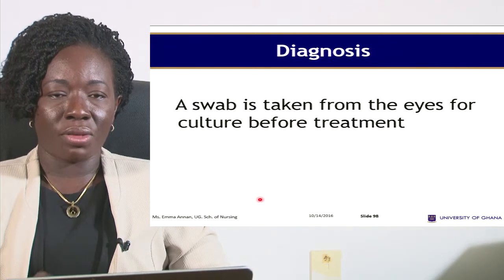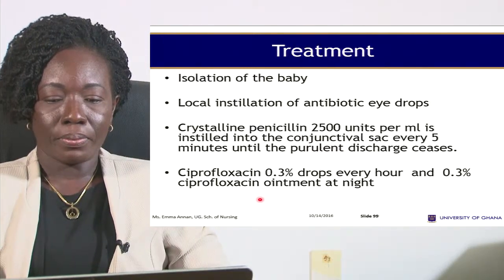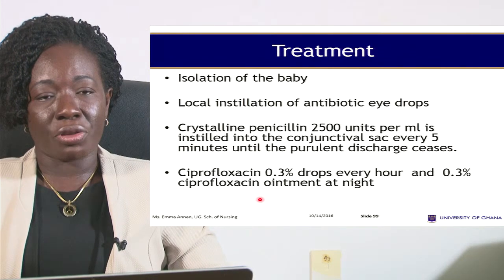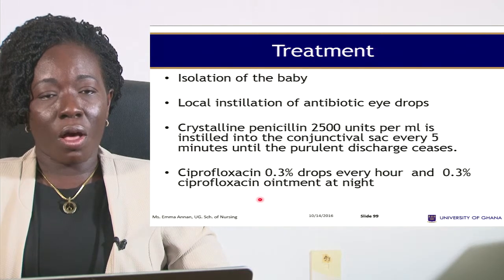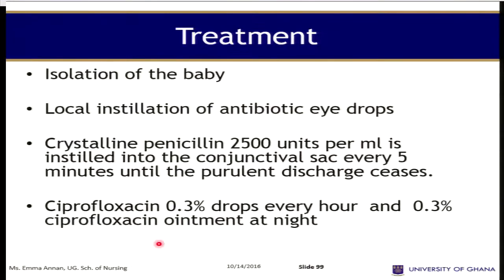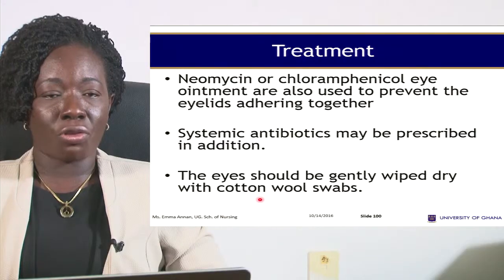So how do you diagnose? You take a swab from the eyes for culture before treatment. Then for treatment, you isolate the baby. It's highly infectious, so you need to isolate the baby. You can also instill antibiotic eye drops. Examples are crystal penicillin or Cipro eye drops, and during the day and the night, you use the ointment to prevent the eyelids from adhering together. Neomycin and clinical eye ointment are also used.